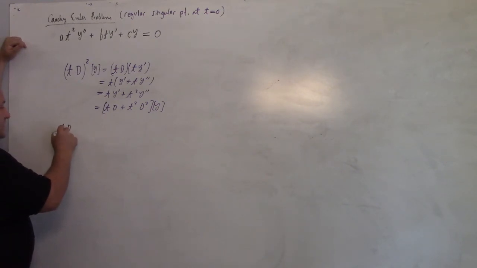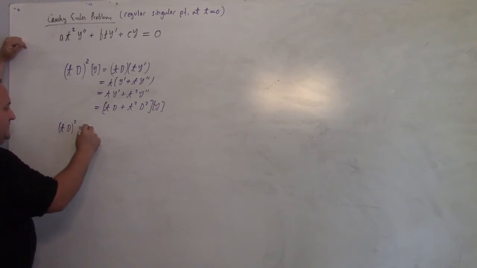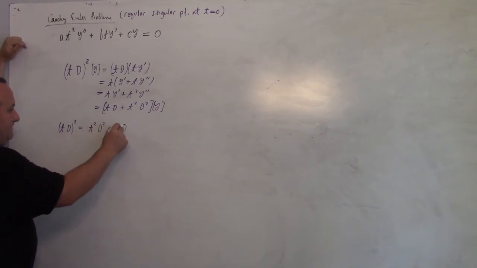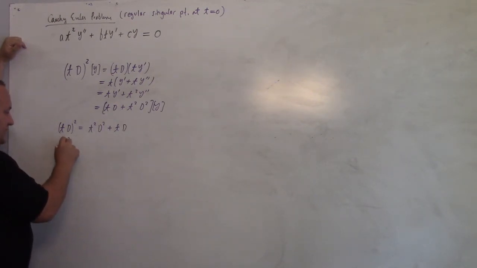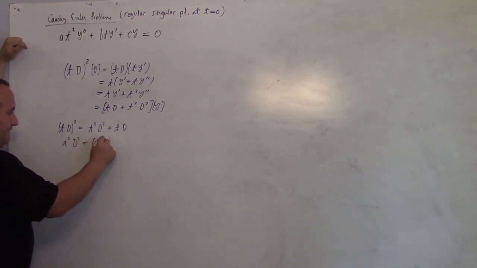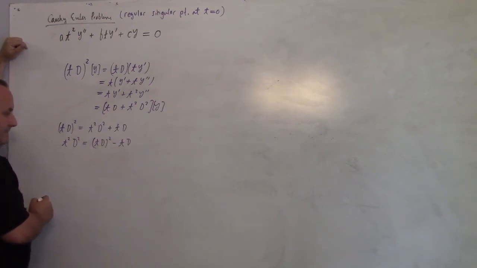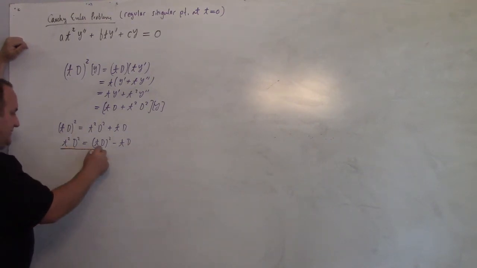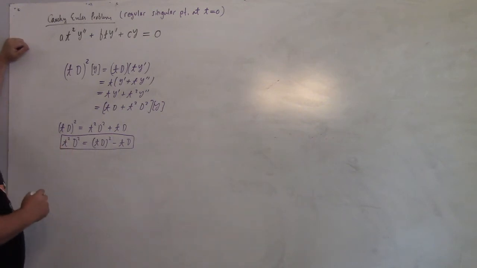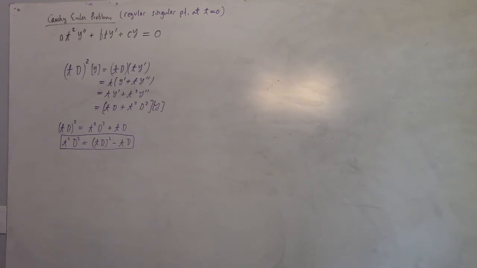Since this holds for all y, we have that (td) squared is equal to t squared d squared plus td. Or, if you prefer, t squared d squared is equal to (td) squared minus td. So when you're working with multiplication by t and the differentiation operator, it doesn't work quite as simply as what we're more familiar with so far today, as polynomials just in the derivative operator, not in t times the derivative operator.